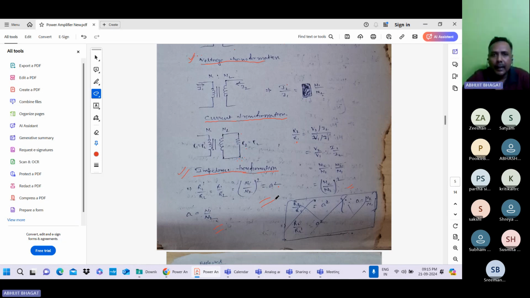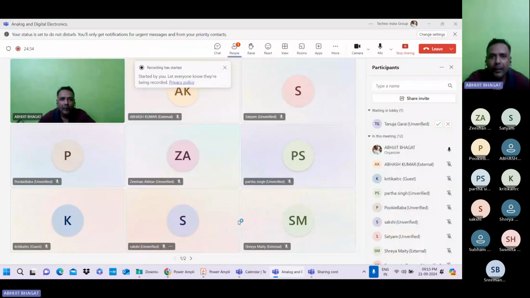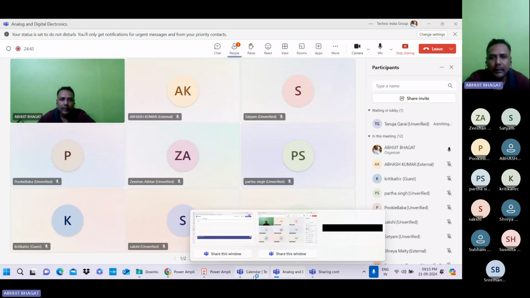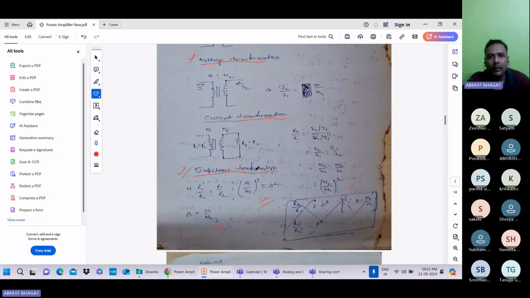Voltage transformation, current transformation and impedance transformation. Any issue? No, sir. ठीक है? प्रॉब्लम हो रहा है या ठीक है? सर ठीक है. ठीक है. अच्छा, next there are some problems from this topic.